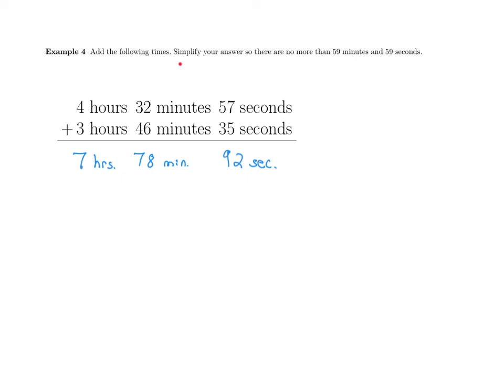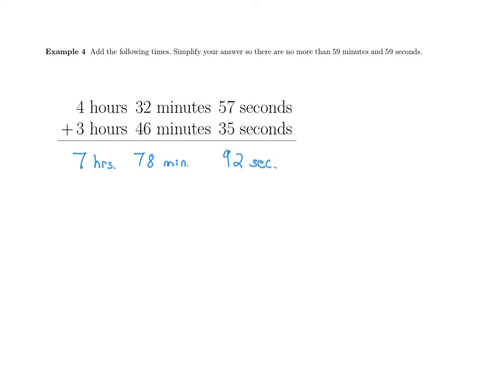However, it says, can you simplify the answer so there's no more than 59 minutes and 59 seconds? So this really is not an acceptable answer. It's probably not the most obvious way to state the total duration of time. Let's start with this 92 seconds. We can break this up by factoring out some number of minutes, since it's more than 60. In fact, you can treat this as a base 60 number. This will kind of look a lot like what we did in the previous examples in this section.